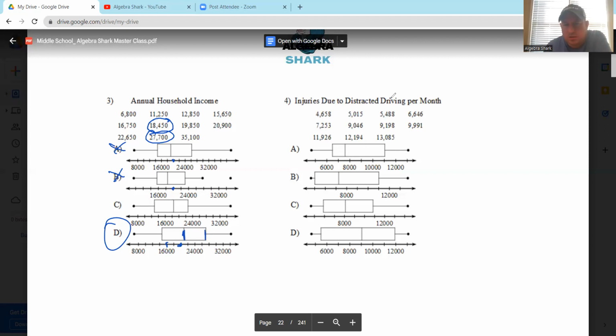4, they're in order again. So we have 3, 6, 9, 11. So the middle would be 6. 1, 2, 3, 4, 5, 6. So we should see our median line at 9,000. That is not at 9,000. The median line is the one inside the box. Definitely not B. Definitely not C. So it has to be D for 4.